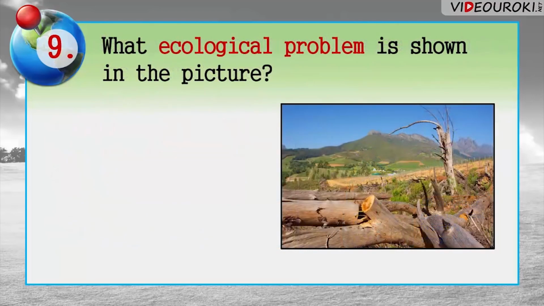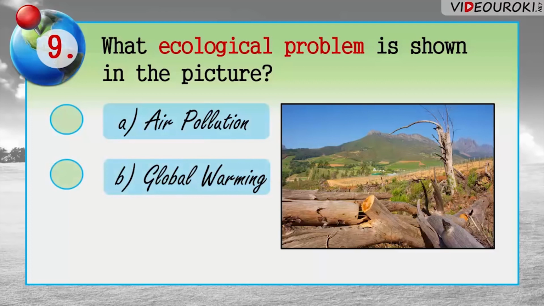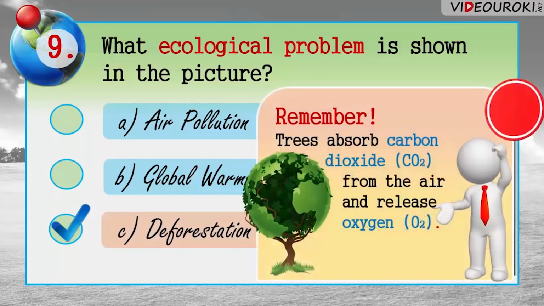Question number 9. What ecological problem is shown in the picture? A. Air pollution. B. Global warming. C. Deforestation. Correct answer is C. Deforestation. Remember, trees absorb carbon dioxide from the air and release oxygen.